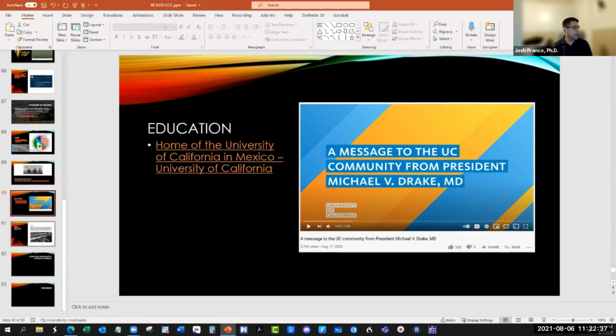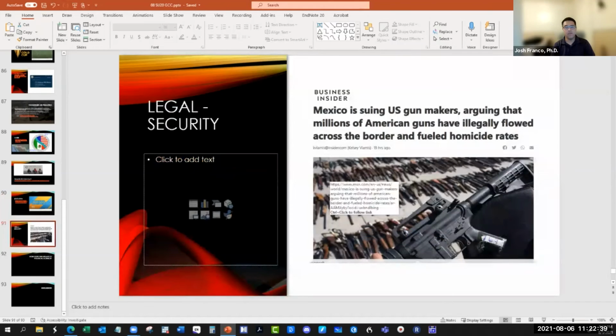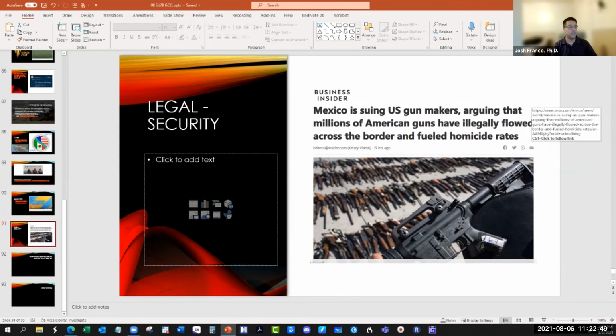Now, the last part I'd like to highlight is legal security. Obviously, I think this attracts a lot of attention in the media, but I think it's useful to also point out that there are conversations between the governments on these topics and on these issues. And one thing that came to my attention over the past week was the country of Mexico suing U.S. gun makers, arguing that millions of American guns have illegally flowed across the border and into the country of Mexico.